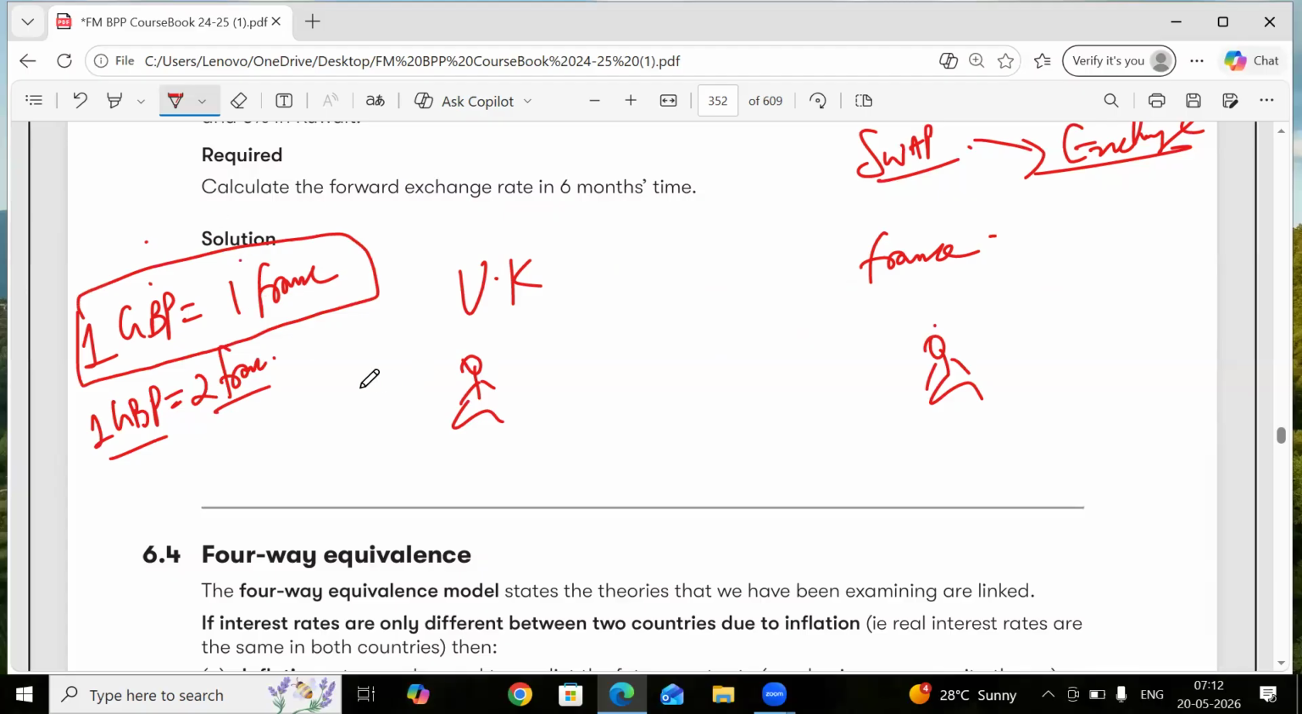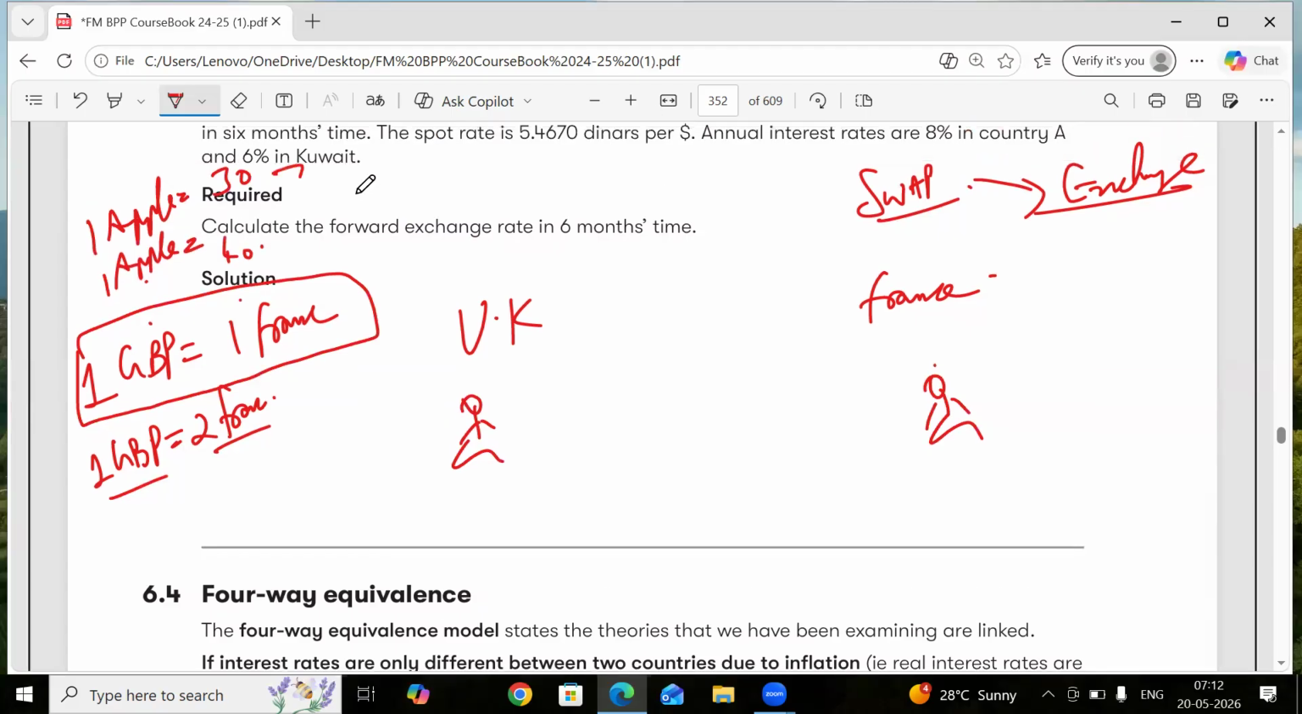Both want to invest. And when both decided to invest, the exchange rate was £1 equal to 1 franc. But the fear is in future, as you know, today if I buy one apple, it's going to cost me 30. Tomorrow, if I buy one apple, it's going to cost me 40. So what shall I do? I am going to incur a loss of 10 rupees. So for that, what shall I do? One of the remedies here is currency swap.